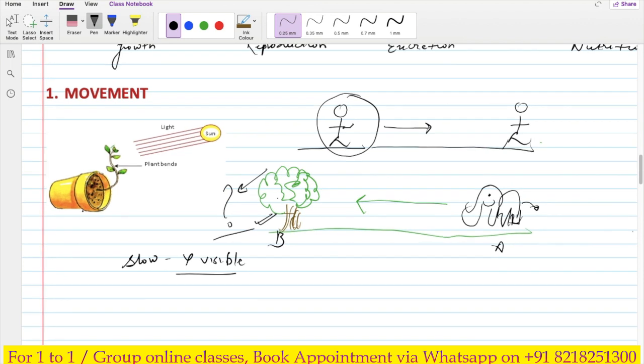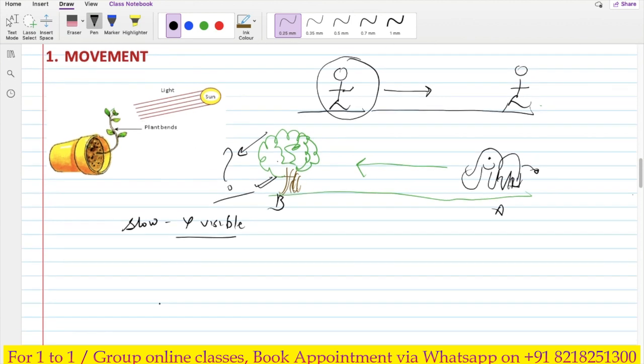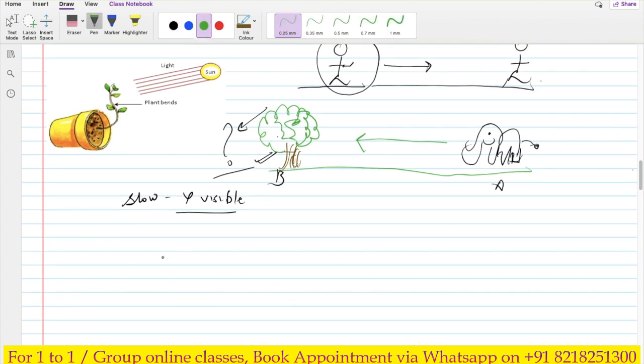Here, this is the plant, this is the stem, and the stem is growing, or it's showing its movement towards the sun. You must be knowing about the sunflower, where the flower turns itself as per the sunlight. So let's say I have this plant, this is the stem part, and further this is the root part. So is it living? Yes, it's living. It's also moving, but the movement is so slow that we can't see.